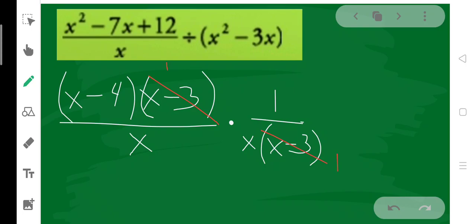Okay, so the numerator is x minus 4 times 1 times 1. So, we have x minus 4 over x times 1, that is x squared. Okay, so this is now the final answer.